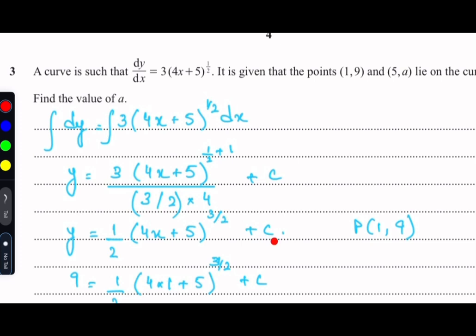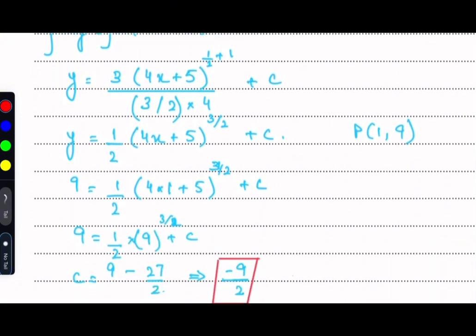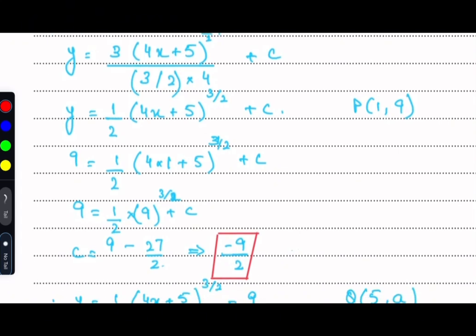So to get the value of C, one of the points given is 1, 9. It is a point on the curve, and we have the curve equation. Therefore, I can substitute 1, 9 in the equation. Substituting that, this becomes 9 equals 1 by 2 into 4 times 1 plus 5 to the power 3 by 2 plus C. Solving it further, it's 9 equals 1 by 2 bracket 4 plus 5, that's 9, to the power 3 by 2, plus C.